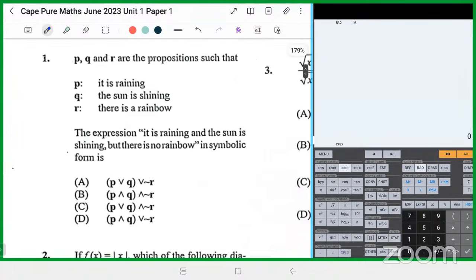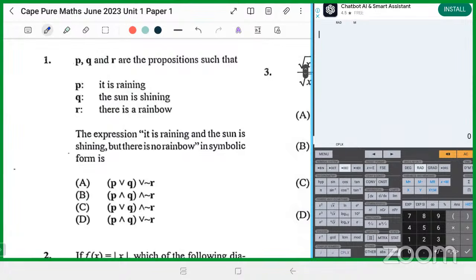First question. P, Q, and R are propositions such that P is the statement that it is raining, Q is the statement that the sun is shining, and R is the statement that there is a rainbow. The expression says: it is raining, and that is your P, and that is your and. The sun is shining, that is your Q. But there is no rainbow. This but is another and. There is no rainbow means not R.